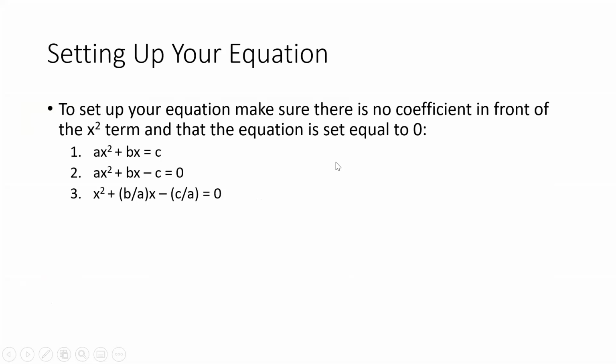So first, we need to set up our equation in the right form. We want to make sure that everything's equal to 0, so we move all the terms to either the left or the right side, so we get everything set to zero, right? Standard form. And then we want to divide any coefficient out front of the x squared term so that we get x squared all by itself. So here we have a out front. We divide all the terms by a, and we get b over a and c over a.